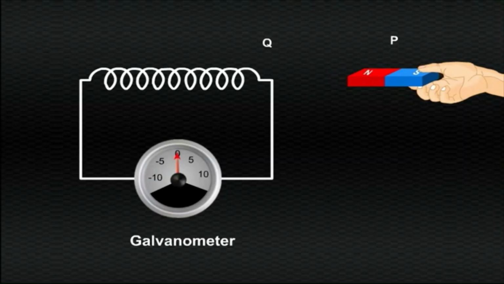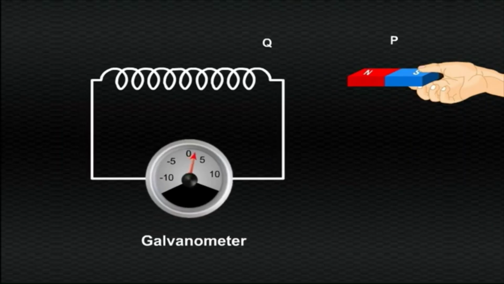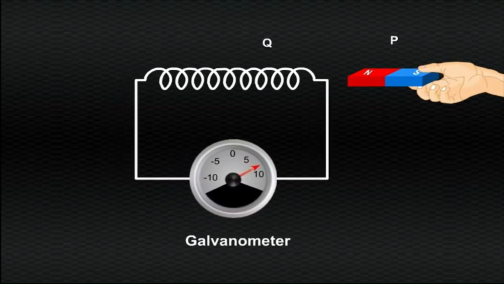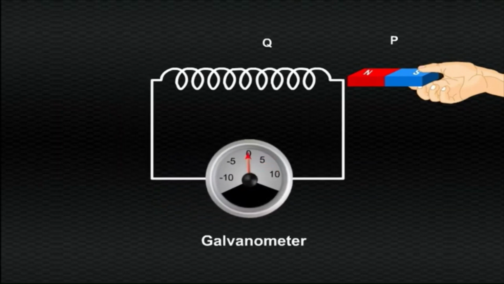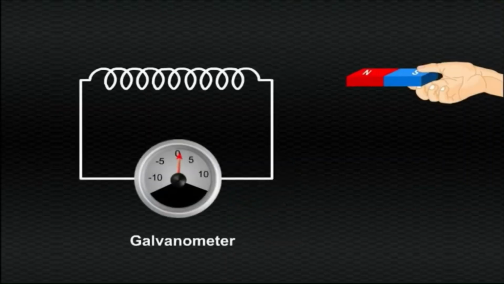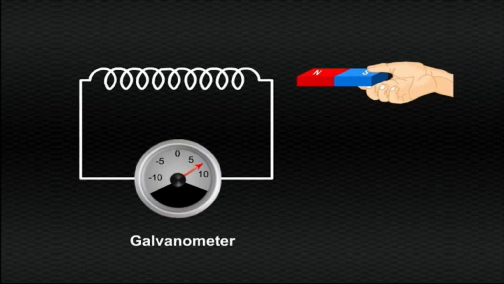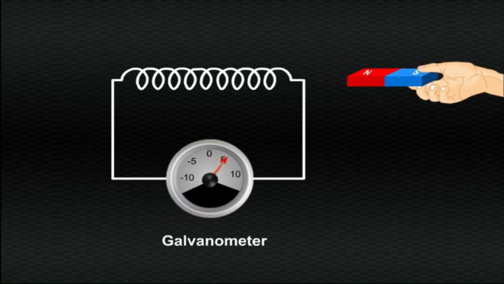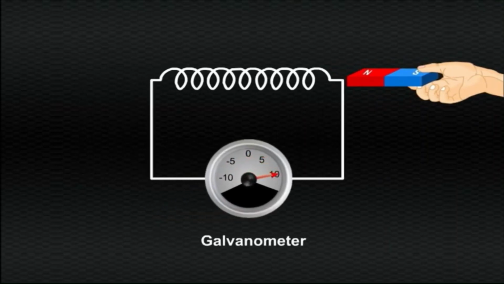Now, what happens when the magnet is stationary but the solenoid is moved across it? You can see that a current is induced in the solenoid when it is moved across a stationary magnet. Now, this shows that the potential difference and the current are induced in the solenoid when either the solenoid or, as we saw in the first case, the magnet or both of them are moving.